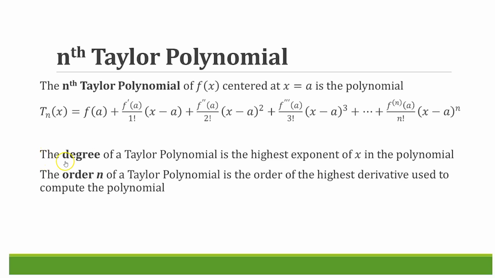We want to remind ourselves that the degree of a Taylor polynomial, or a polynomial in general, is the highest exponent of x in the polynomial. The order n of a Taylor polynomial is the order of the highest derivative used to compute the polynomial. Often these will be the same, but sometimes they will be slightly different, the degree versus the order.